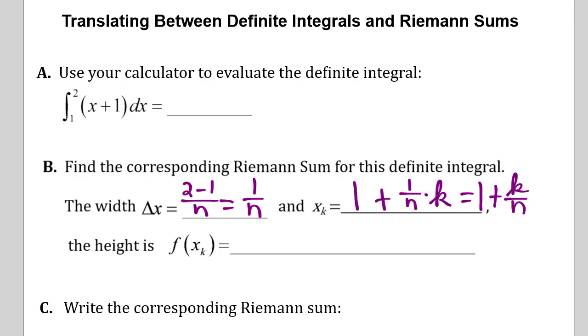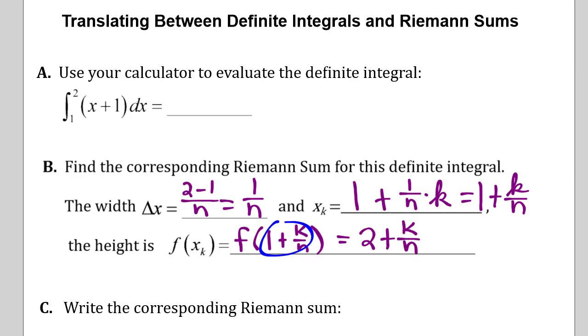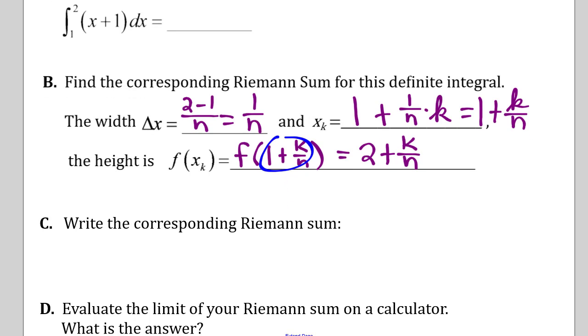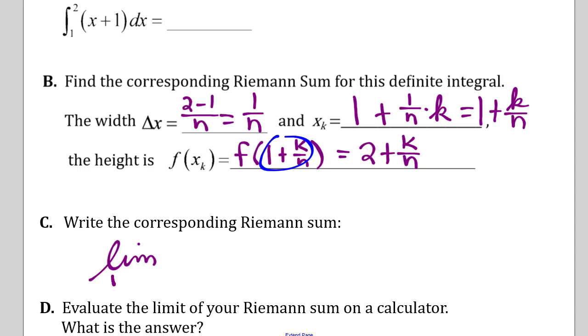Now I need to figure out what my f values are. They look like f of 1 plus k over n. Well, our function f is x plus 1. So if this is my x, then I'm going to take x and add 1 to it. And so we get 2 plus k over n. And so the corresponding Riemann sum with limit is going to be the limit as n approaches infinity of 1 over n times the summation of k equals 1 to n.